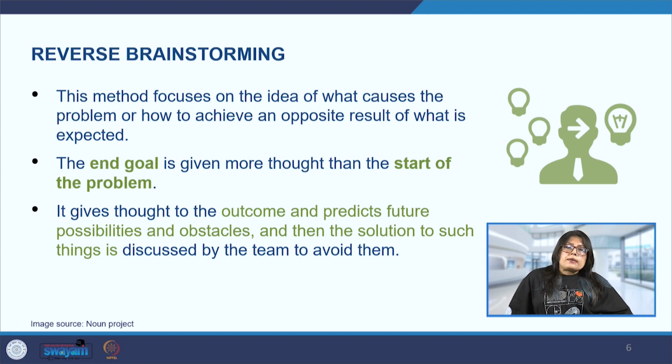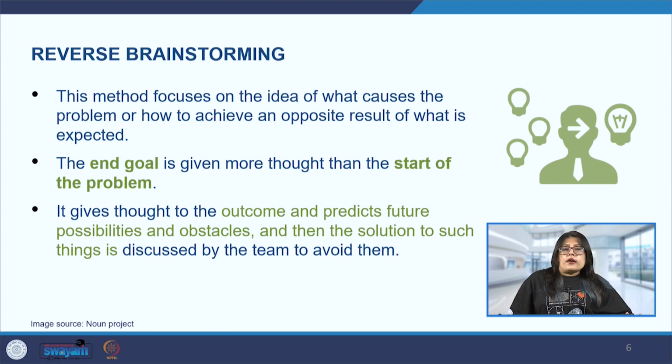Now, there are several steps in this reverse brainstorming process. The first step is to identify the problem and define the problem. Of course, we have seen that earlier also. We start with identification of the problem and then we reverse the problem. So, rather than going for the next step, which is defining and then ideating, now we will reverse the problem here. Rather than asking how can we solve this problem, we will ask how can we make this problem worse. I will explain this with a small example also.